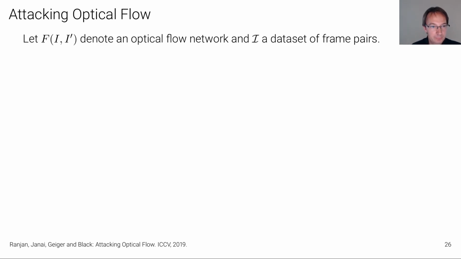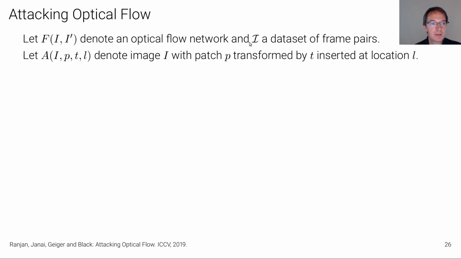Formally, let f of I and I prime, so these are two consecutive frames, denote an optical flow network that produces an optical flow field, and let I denote a dataset of such frame pairs I and I prime. Let further A of I, P, T, and L denote an adversarial attacked image where a patch P has been attached to that image after transforming it by some transformation T and inserting it at location L over that image.